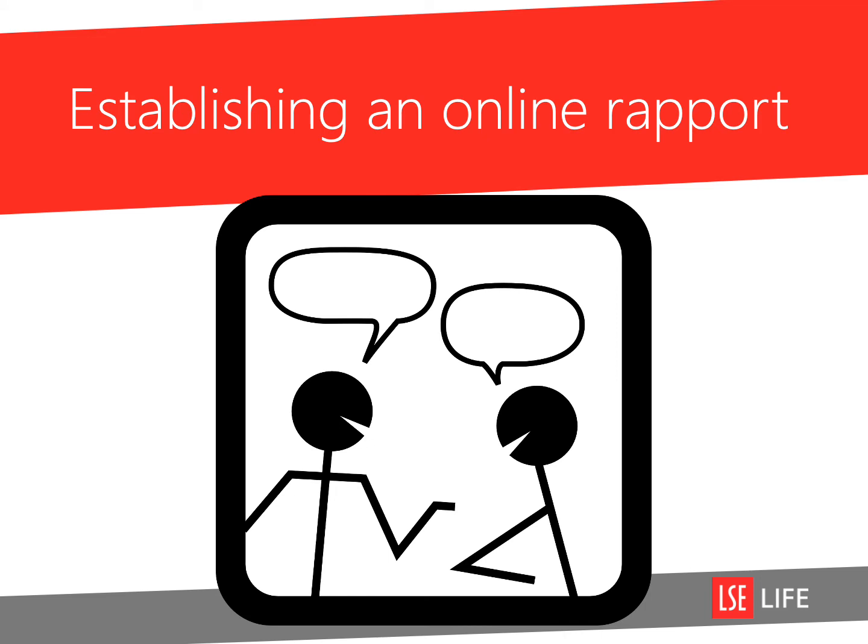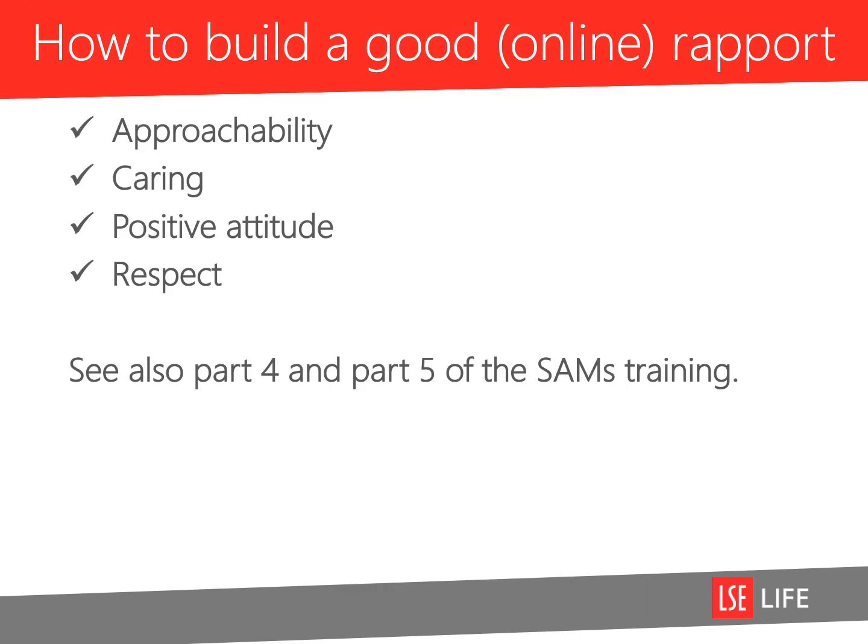So if you do need to mentor at a distance, how will you and your mentees cope with not being able to meet each other in person and still build a good rapport? So let's look at how you can build a good online rapport with your mentee. Even if you can't talk face to face, much of the advice in part 4 and 5 of the main training still applies. So do refer back to those slides if you need to. The main things to consider when building an online rapport are approachability, being caring, displaying a positive attitude, and respect. We'll now look at each of these one by one.